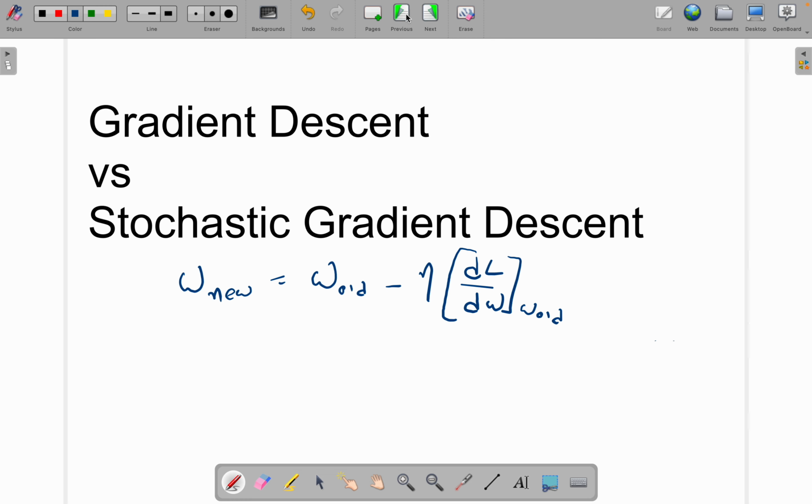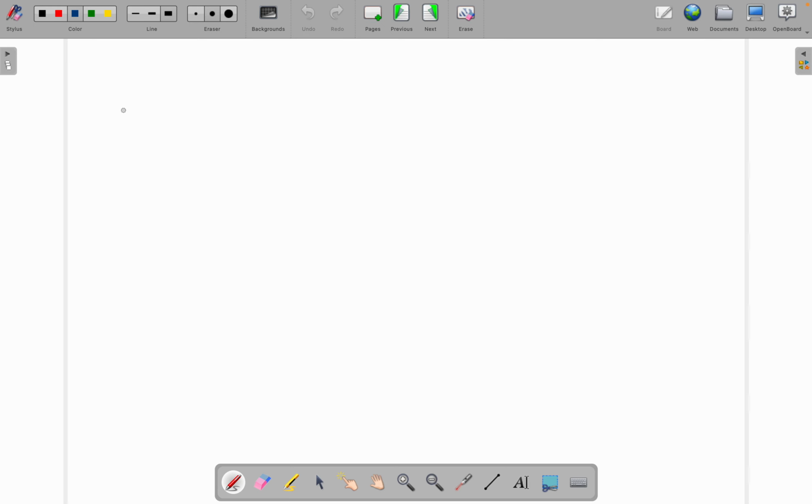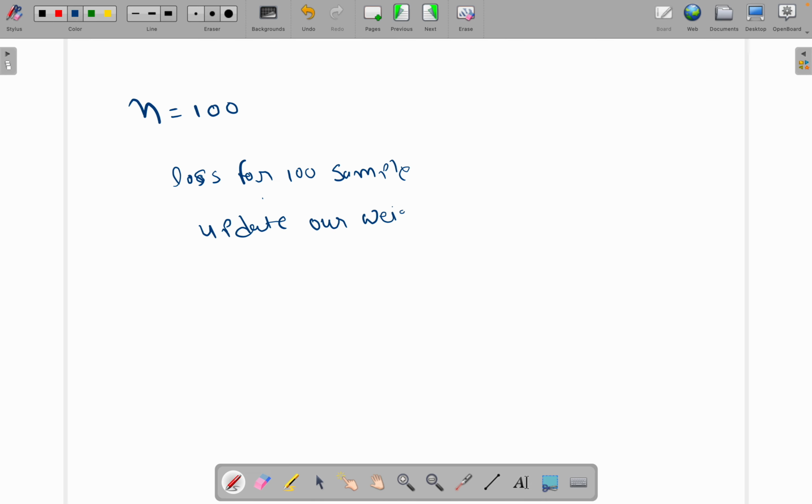Okay, so let's see. In gradient descent, let's say we have 100 samples, right? We will go through each and every one of the 100 samples and then calculate the loss, right? Loss for 100 samples, and take the average of that, and after getting the average of the loss function we will update our weights, right? So for one weight update, gradient descent needs to process all training data points, in our case 100, right?